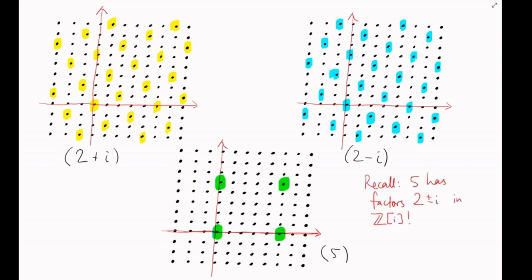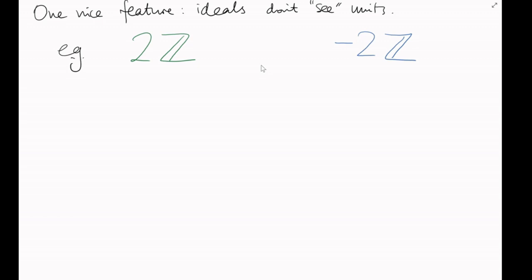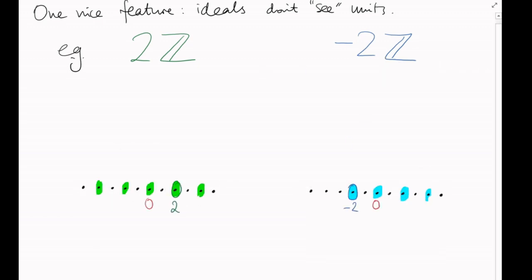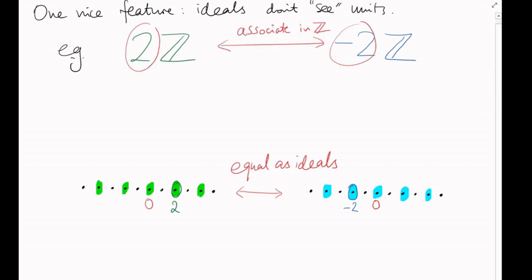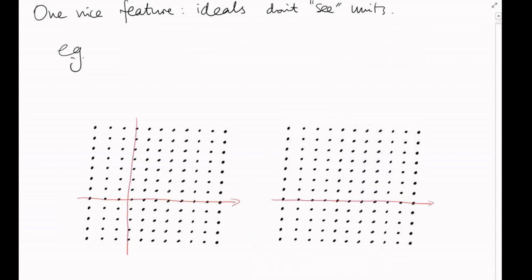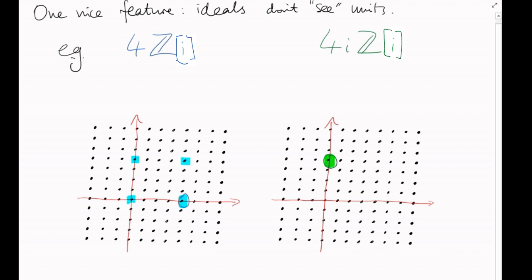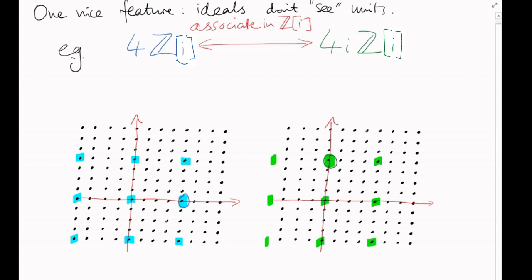This already has one interesting feature. Ideals can't tell the difference between units. For example, 2Z and minus 2Z look the same. All the integer multiples of 2 and all the integer multiples of minus 2 are the same thing. And that's because 2 and minus 2 are associate in Z. One of them is the other times a unit, minus 1. Similarly, 4Z[i] and 4iZ[i] are the same thing, because 4 and 4i generate the same ideal, because i is a unit. So ideals don't see units.